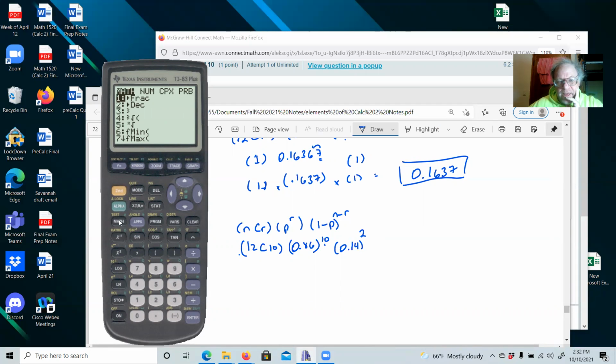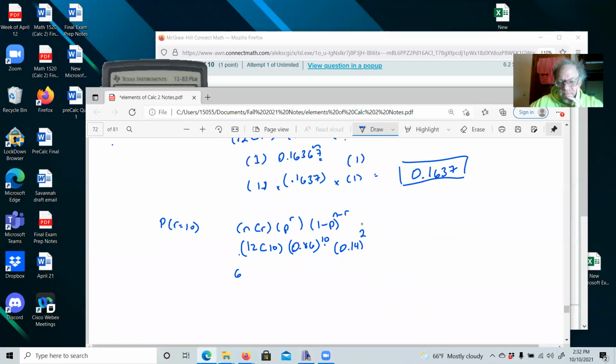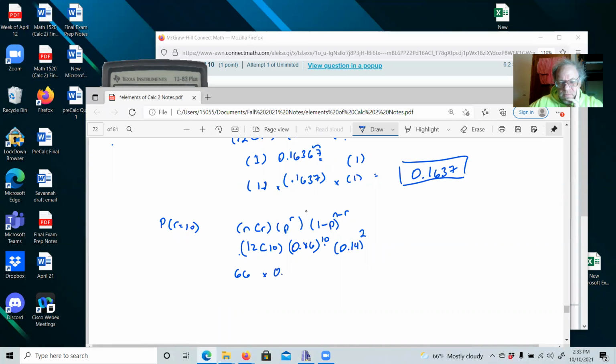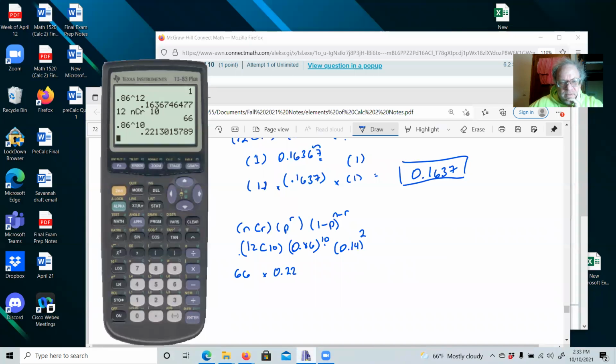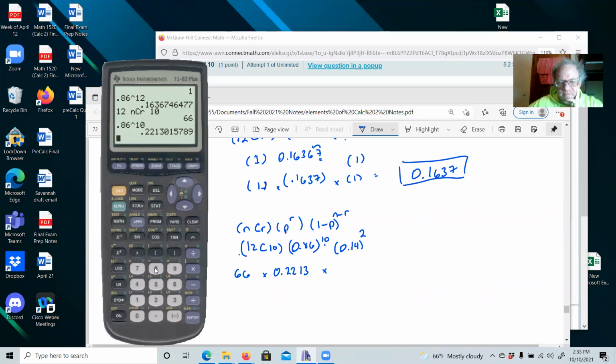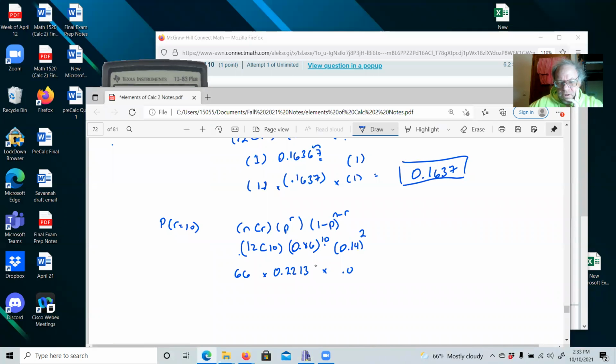So this is 12 nCr 10, which is 66. I'm going to say 0.86 raised to the 10th power, and this was 0.2213, times 0.14 squared, equals, and that was 0.0196. We're just going to multiply these all together again.